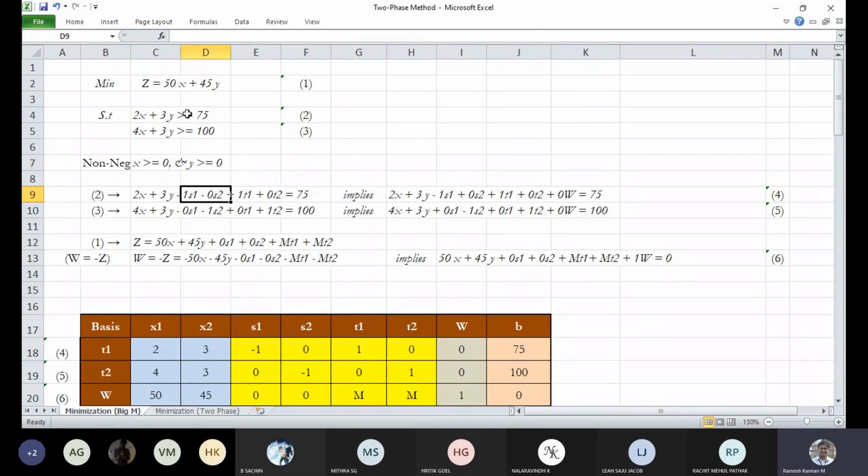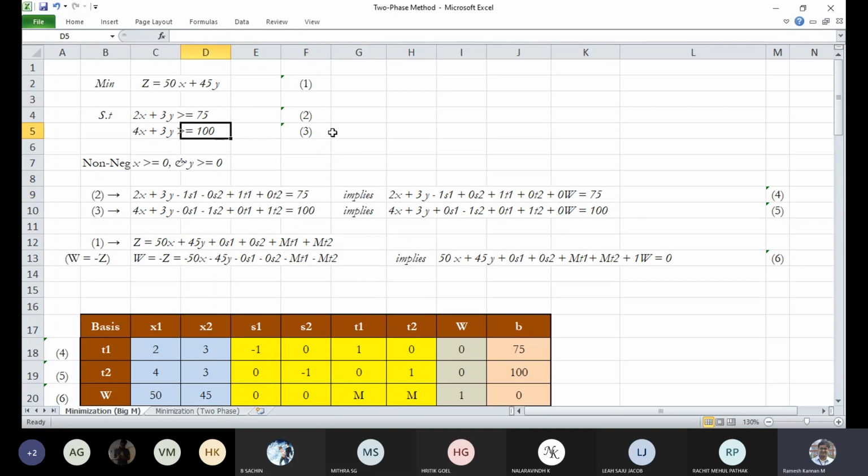Then we have to add an artificial variable for equation 1, that is 1 t1. And there will also be an artificial variable in equation 2, so we put 0 t2, and this greater than or equal to inequality now converts into an equality, equal to 75, the RHS.